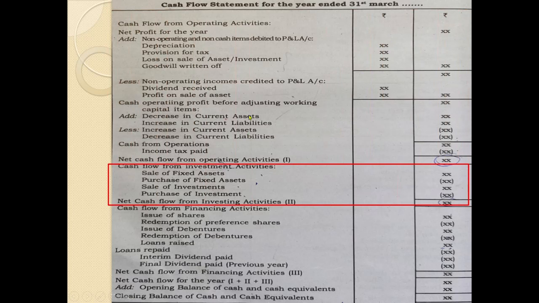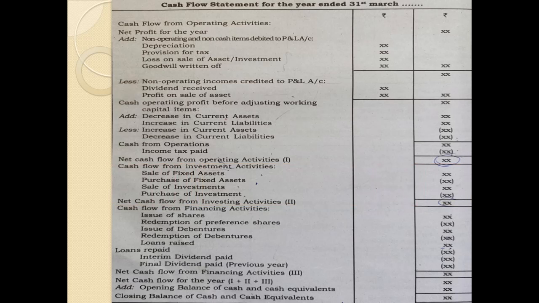The next part is cash flow from investing activity. It consists of sale of fixed assets, purchase of fixed assets, sale of investment, and purchase of investment, and this mainly includes fixed assets relating to the concern, either purchase or sale of fixed assets. Apart from fixed assets, you might record some extraordinary items like interest on investment or dividend received on investment. Usually it is a scarce item. The most common item will be the interest on investment.